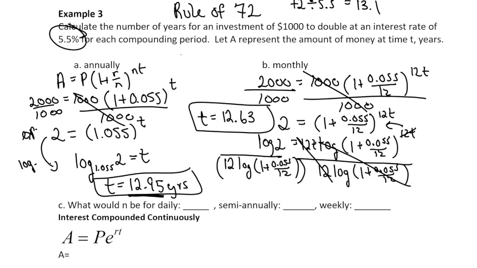So just to be clear, if you compound daily, that would be 365. If you compound semi-annually, that would be 2. If you compound weekly, that would be 52. This is my fun fact. If you're never sure how many weeks are in a year, the number of weeks in a year is the same as the number of cards in a deck. So in the same way that there's 52 weeks in a year, there's 52 cards in a deck. And in the same way that there's 4 seasons, there's 4 suits. And there's actually 13 weeks per suit or per season, in the same way that there's 13 cards per suit.